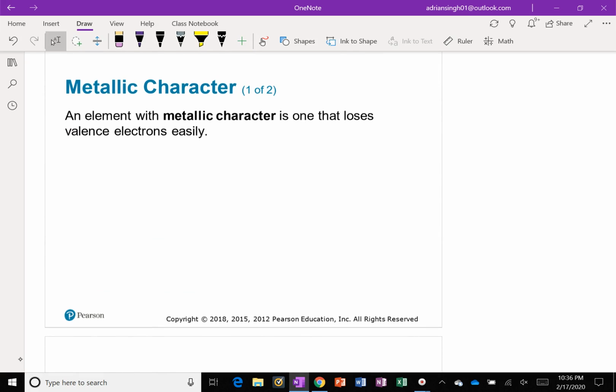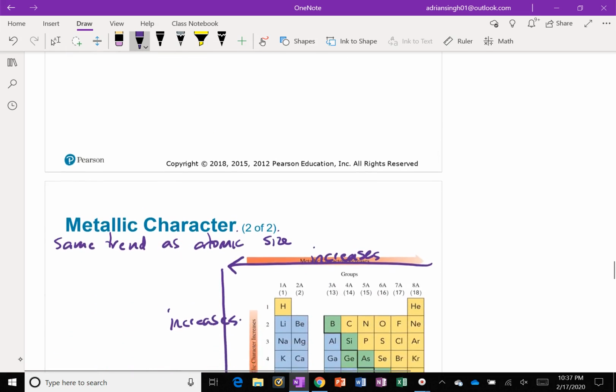The next trend we'll take a look at is the trend in metallic character. And this trend would sort of go hand in hand with our initial look at the periodic table, where we first of all tried to identify where metals and nonmetals were located. So an element then with high metallic character is one that actually loses its valence electrons very easily, because as we've seen already, metals are things that tend to lose electrons. So if it's able to lose its electrons fairly easily, it's going to have a high metallic character.